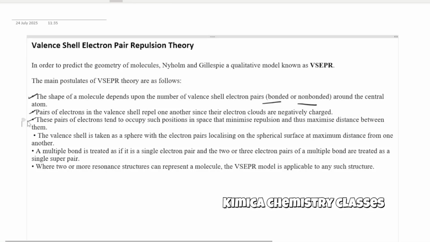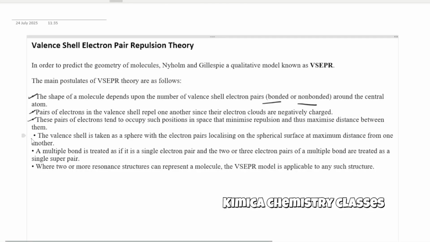Third one is these pairs of electrons tend to occupy such positions in space that minimize repulsion and thus maximize the distance between them. That postulate says that to achieve the most stable arrangement, electron pairs position themselves so that the repulsion between them is minimized. This results in them being maximally spaced around the central atom, leading to specific and predictable molecular shapes.